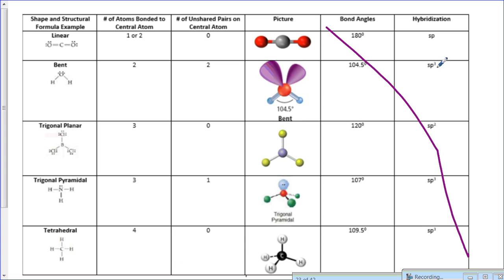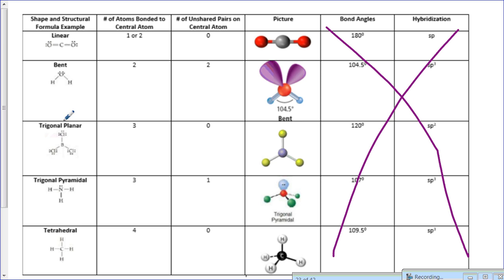Now, the bond angles and hybridization you don't need to know or memorize. It may be helpful for you to think about bond angles, but I'm not going to ask you any questions on that. There are 5 shapes that you need to memorize. You need to be able to go from the Lewis structure to the shape and then tell me what the molecular shape is. So the first example I have here is of a linear structure.